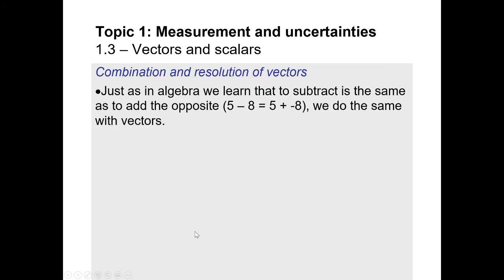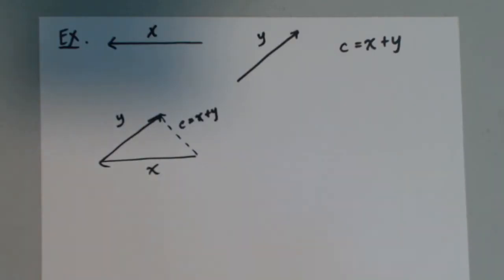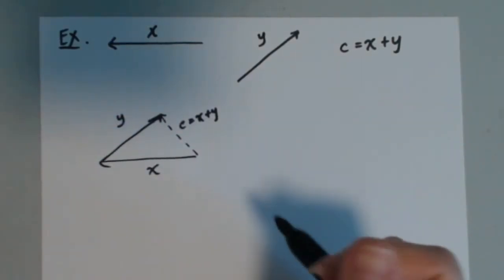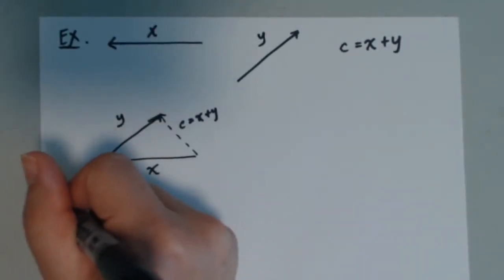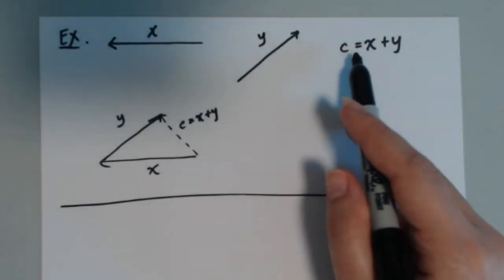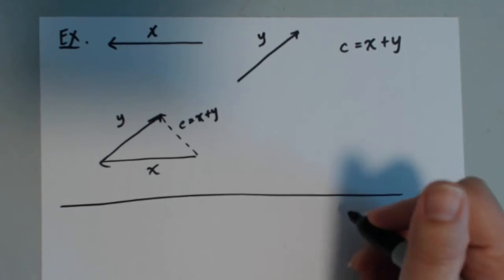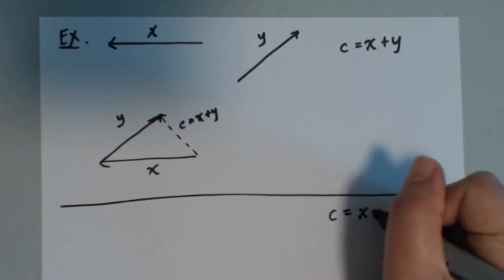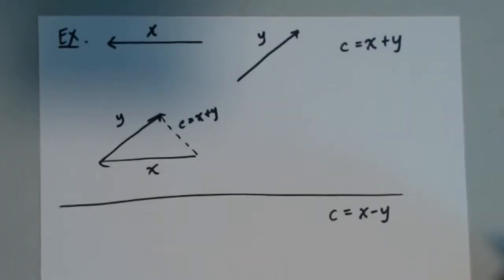So now we've seen how to add vectors. We're going to look at how to subtract vectors. I'm going to show you this on the sheet again because I think it's just easier this way. And you know what? I'm going to use x and y as an example for this. So c here, I had c is equal to x plus y. Imagine I had c is equal to x minus y. How would I figure that out?